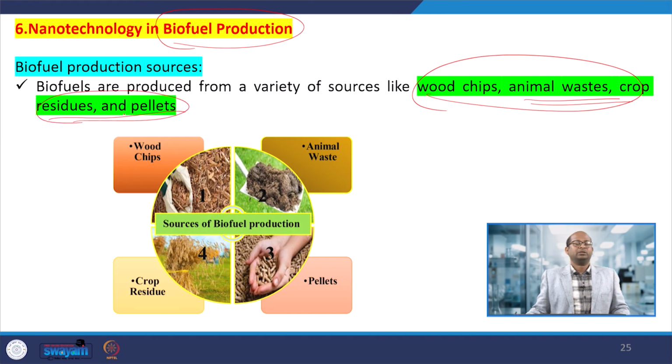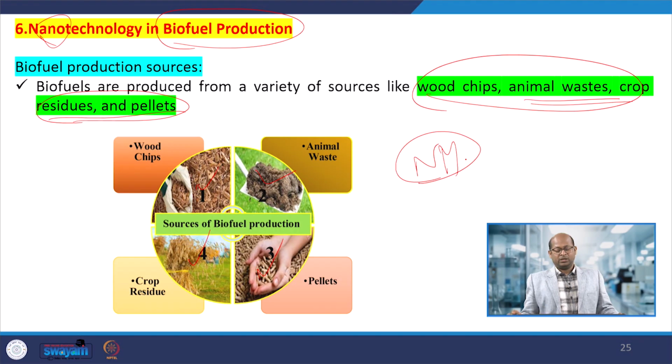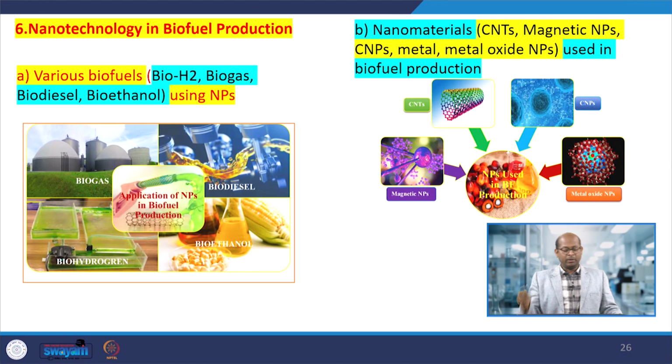These are the biomaterials or biomass we have available. So, the biomass we are not using, we are throwing out. We can use that biomass and convert it into useful biofuel by using nanomaterials. If we use metal oxide nanomaterials, nanoparticles, it can be converted into biohydrogen, biodiesel, and bioethanol using nanoparticles. So, these are the nanomaterials I said.